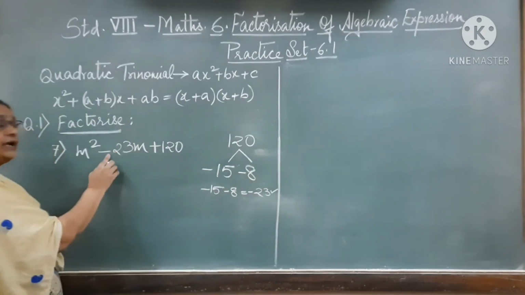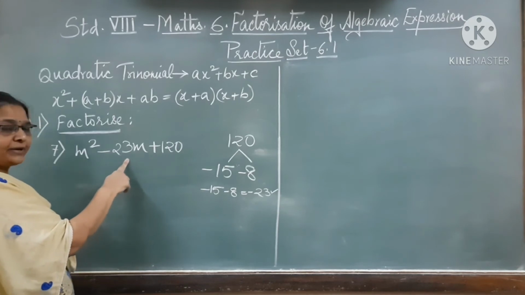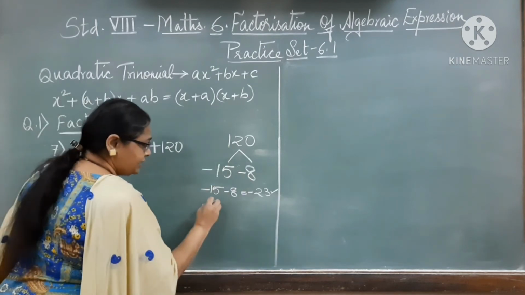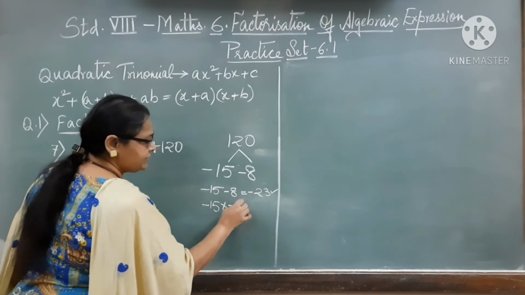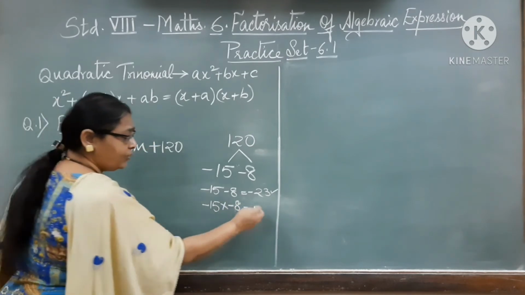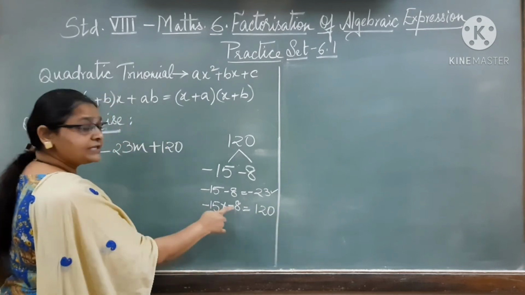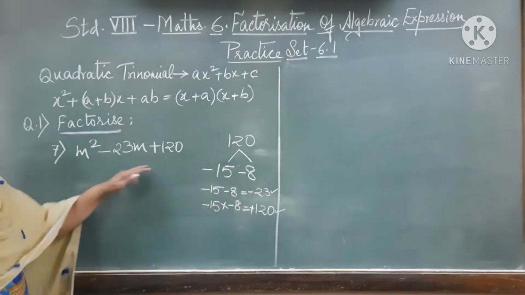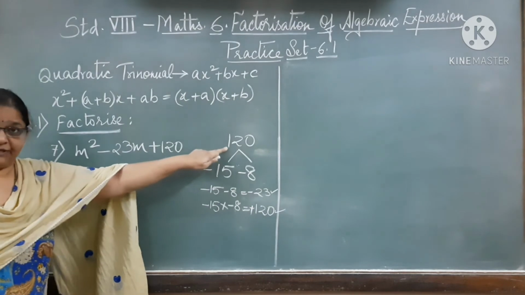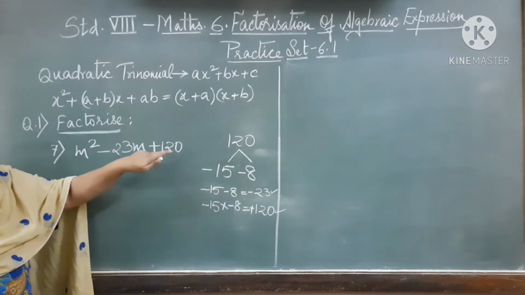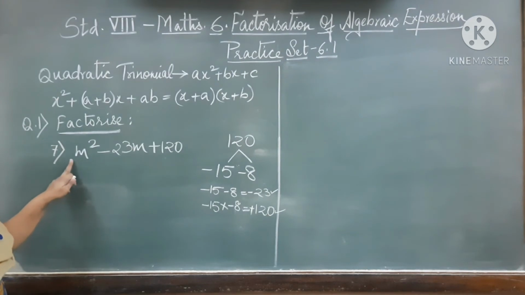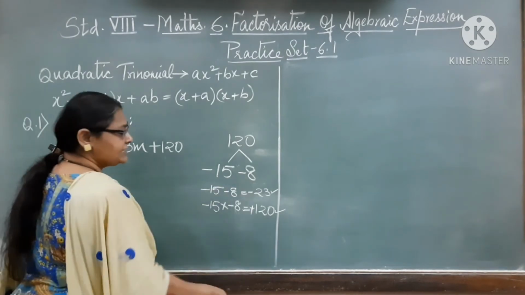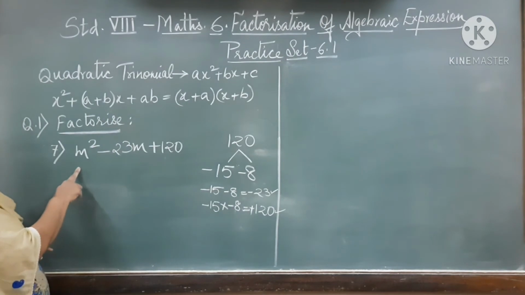So I get the coefficient of the middle term, minus 23. Let me check whether if I multiply, do I get 120? So minus 15 multiplied by minus 8 is equal to, 15 eights are 120. Very good. 120 here, minus into minus will be plus. So of course this also satisfies the number 120, which is a product of the constant term and the coefficient of the square term. Now let us start solving by taking minus 15 as a and minus 8 as b. Okay, now let us write.